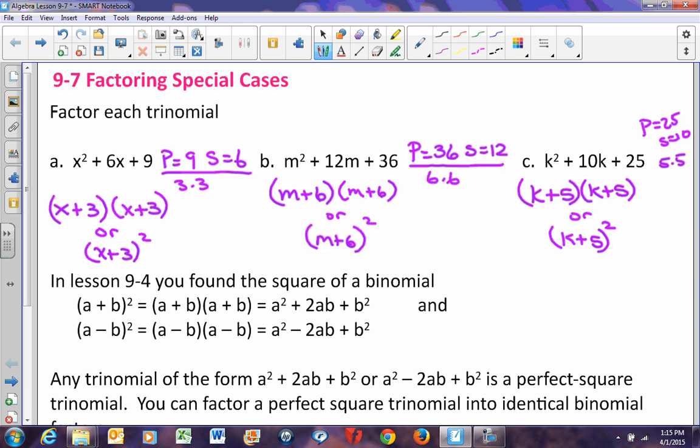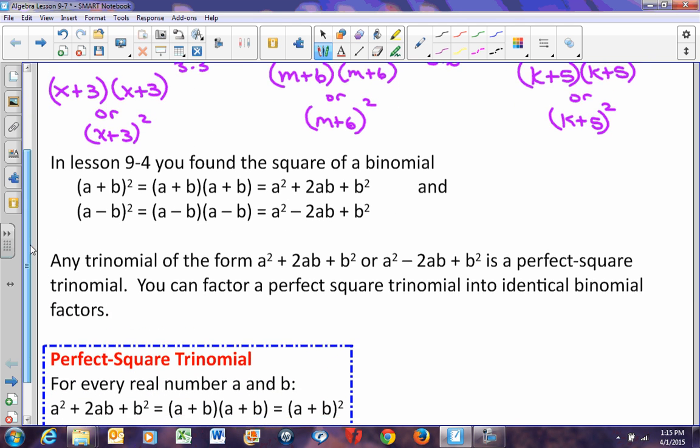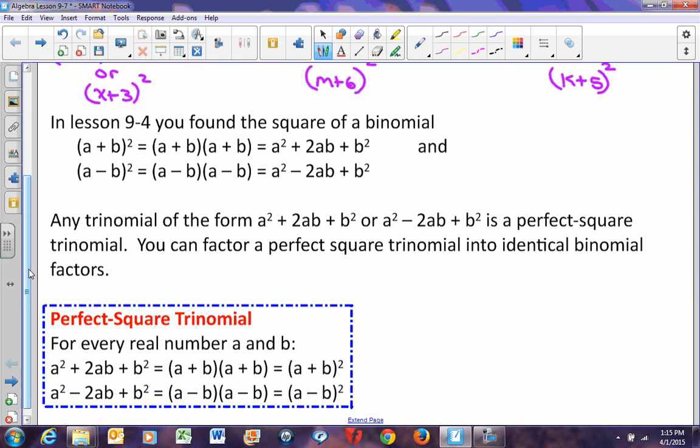Now, as you can see, these are actually all squares of a binomial. Remember in lesson 9.4 when we were doing multiplication and we used special products to multiply? You can use those same special products, but in reverse, to factor. We learned that a plus b quantity squared is the same thing as a plus b times a plus b, or a squared plus 2ab plus b squared. We also learned that a minus b quantity squared was a minus b times the quantity a minus b, which equals a squared minus 2ab plus b squared.